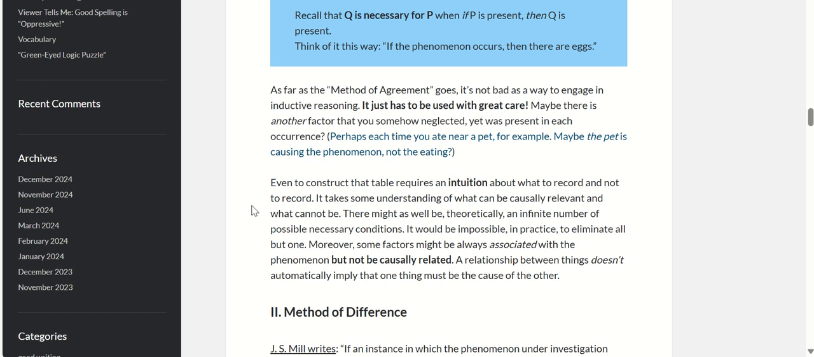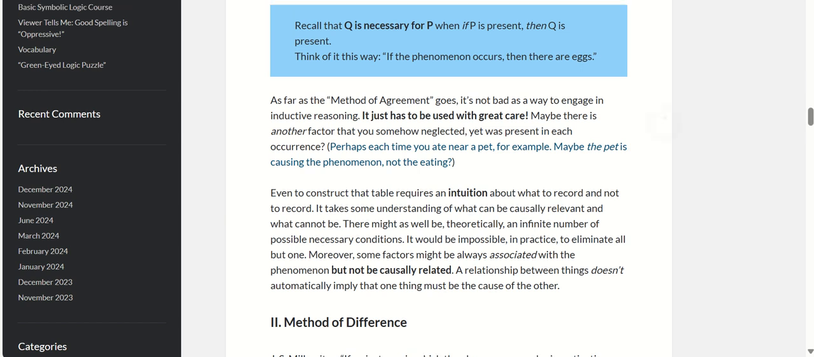Another thing we should say about this type of method is that even to construct that table requires an intuition about what to record and not to record. It takes some understanding of what can be causally relevant and what can't be. There might as well be theoretically an infinite number of possible necessary conditions. It would be impossible in practice to eliminate all but one. Moreover, some factors might always be associated with the phenomenon but not causally related. A relationship between things doesn't automatically imply that one thing must be the cause of the other.